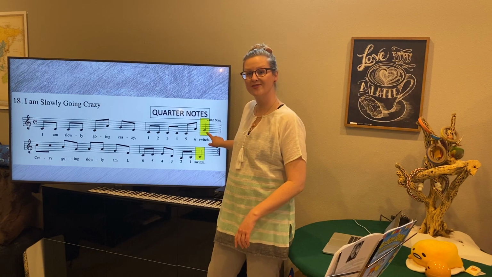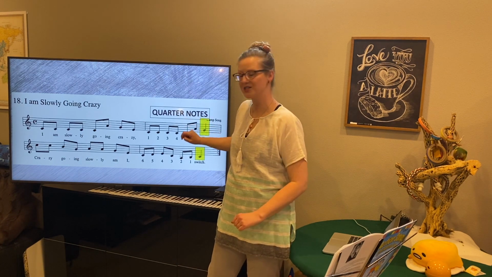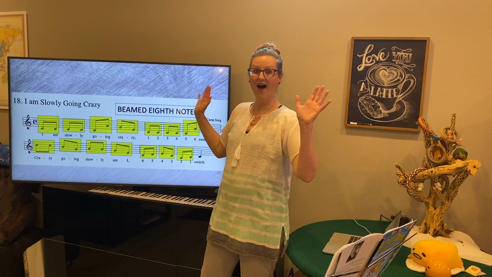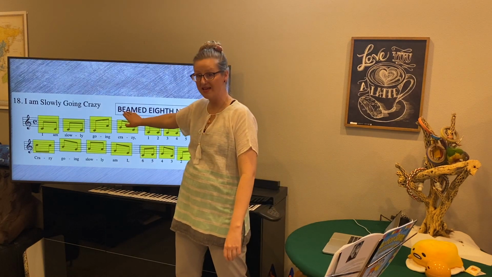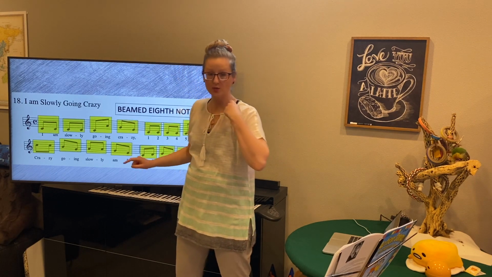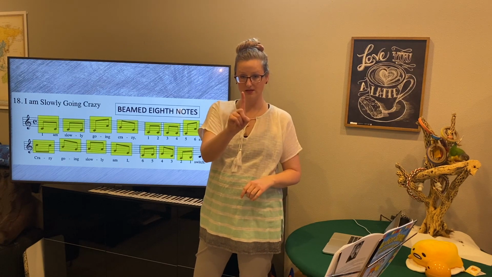Here we have the quarter notes. So make sure you label them correctly on your worksheet. Oh, we have a bunch of eighth notes for you. We call them beamed because they have this line connecting 2 of them. So when you have 2 together, that makes 1 beat. Remember that.